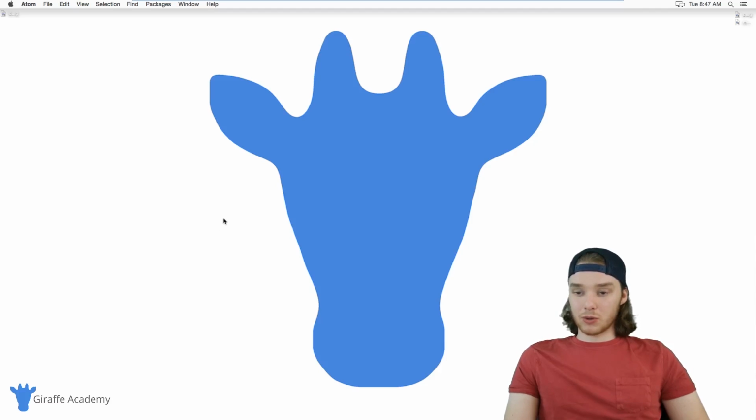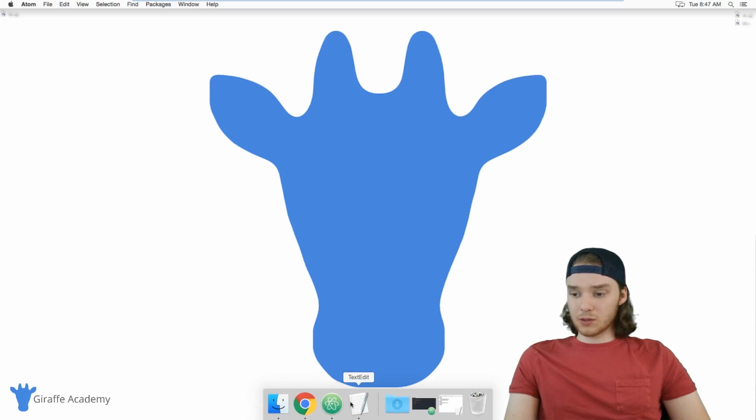I want to show you the difference in what these might look like. So over here, I have TextEdit, and this is just the default text editor on Macs.